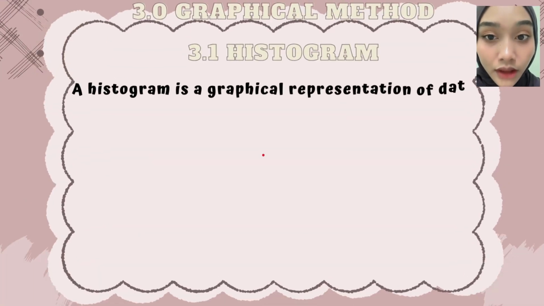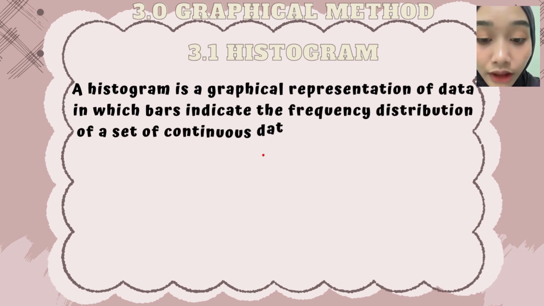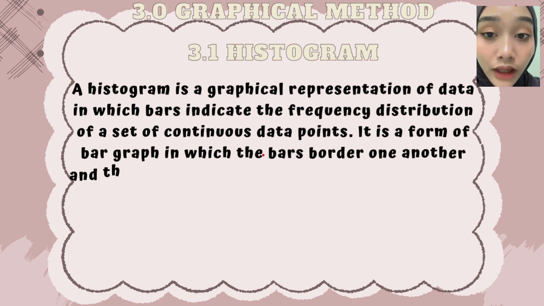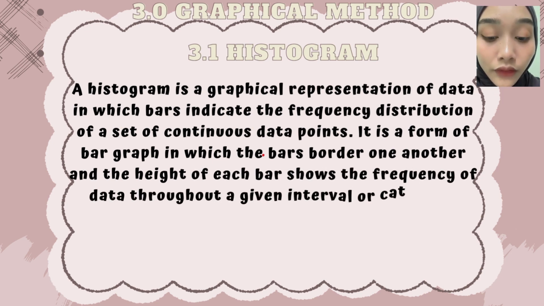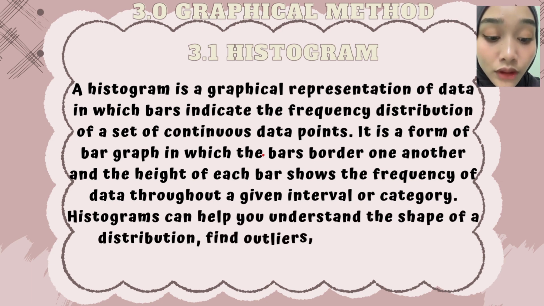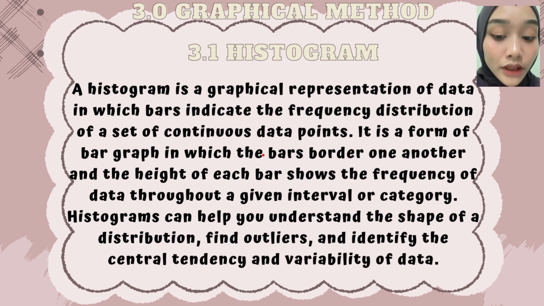Graphical method. A histogram is a graphical representation of data in which bars indicate the frequency distributions of a set of continuous data points. It is a form of bar graph in which the bars border one another and the height of each bar shows the frequency of data throughout the given interval or category. A histogram can help us understand the shape of a distribution, find outliers, and identify the central tendency and variability of data.